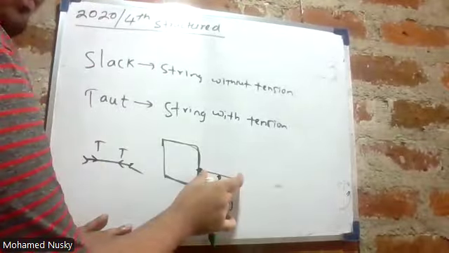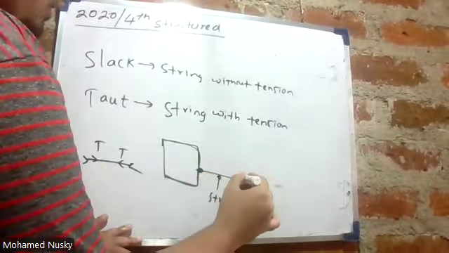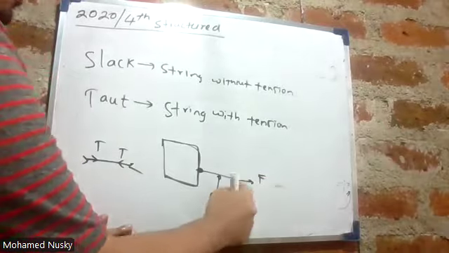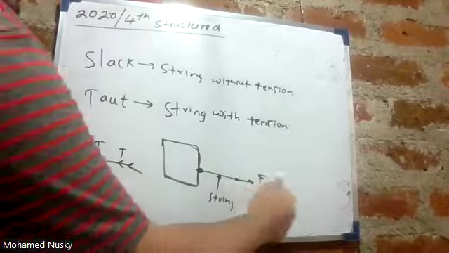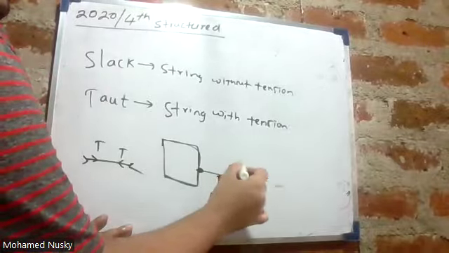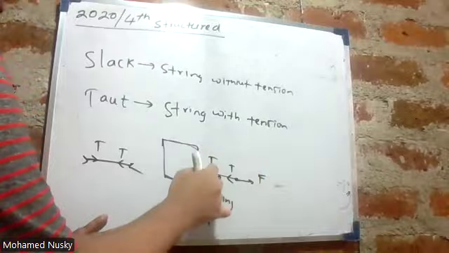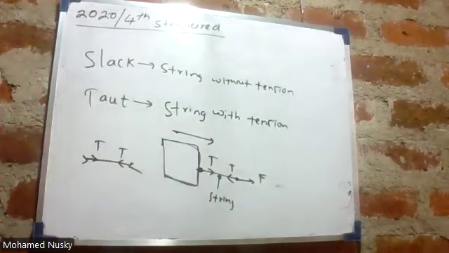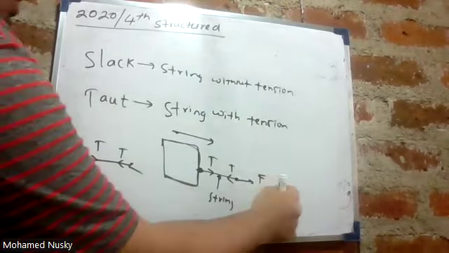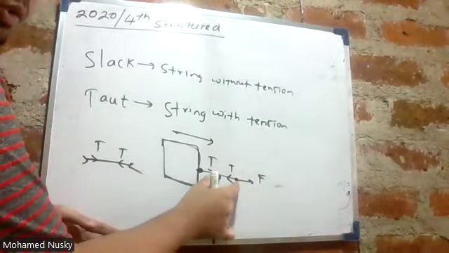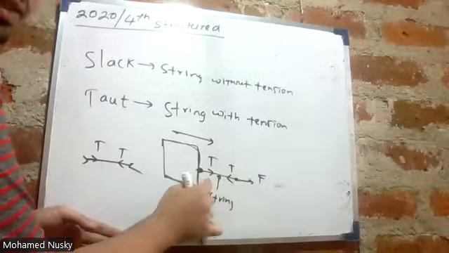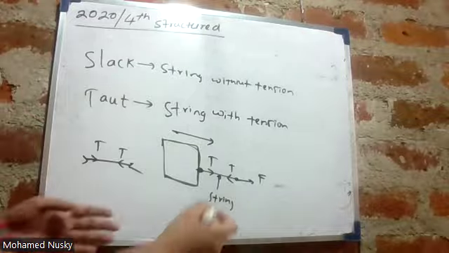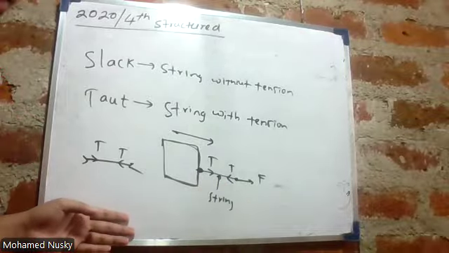This is a short string. And to this string, I'm giving a force. So when I apply a force, there will be tension on the string. This tension will pull the box in the forward direction. Because this is a short string, there will be tension in the string. This is what is known as taut string, the string with tension.